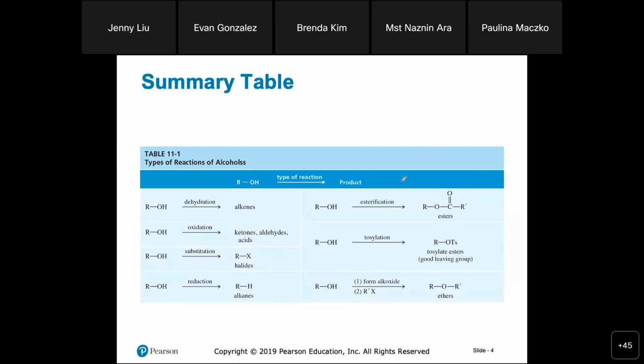So let's see, here is the table. As we saw, this is the kind of reaction that can normally be performed by alcohol. By dehydration, the product is alkene. By oxidation, the product is ketone, aldehyde and acid. By substitution, the product is alkyl halide. By reduction, alkanes. It also does esterification, giving esters, tosylation, giving tosylate ester, and also forms alkoxide.